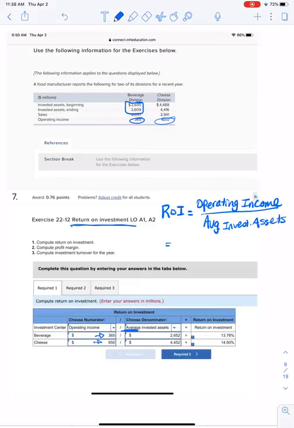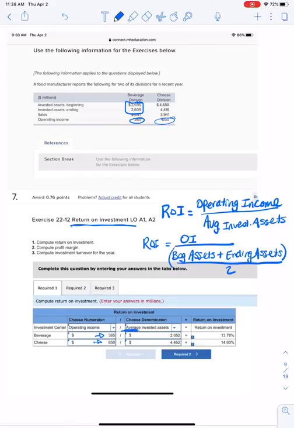Which can then be rewritten as ROI equal to operating income, which I'm going to abbreviate as OI, divided by beginning assets. This is really beginning invested assets, so just know that. But beginning assets plus ending assets, divided by 2. And that's exactly what we're going to do.